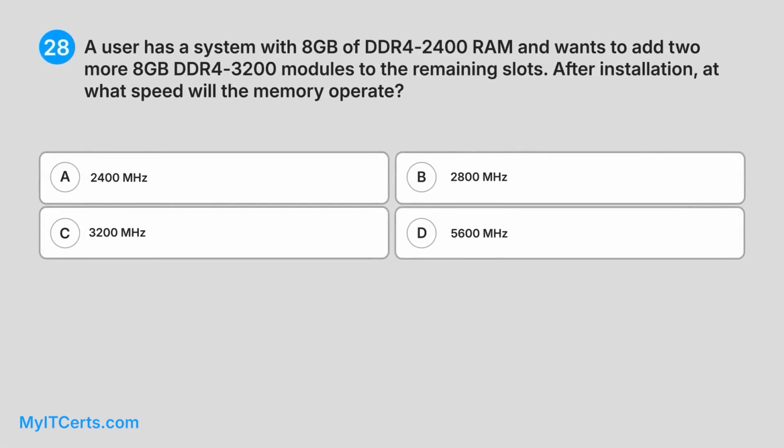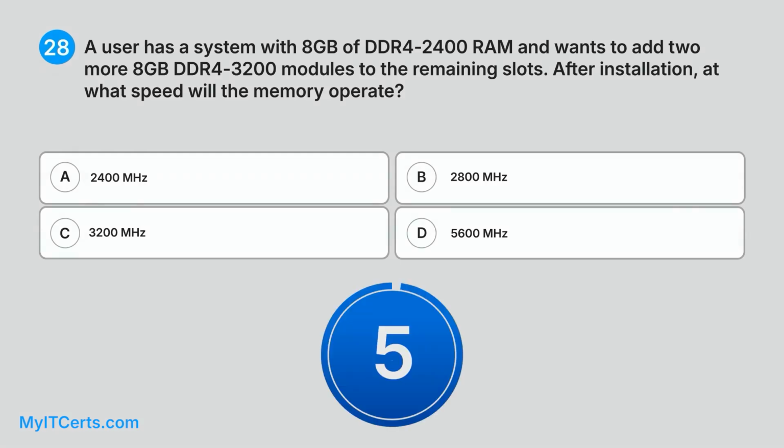28. A user has a system with 8 GB of DDR4 2400 RAM, and wants to add 2 more 8 GB DDR4 3200 modules to the remaining slots. After installation, at what speed will the memory operate? A. 2400 MHz, B. 2800 MHz, C. 3200 MHz, D. 5600 MHz. Do you know the answer?